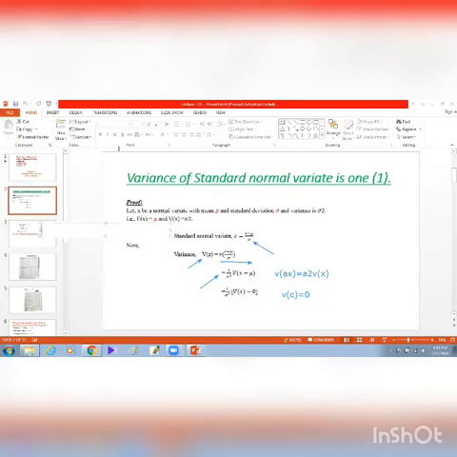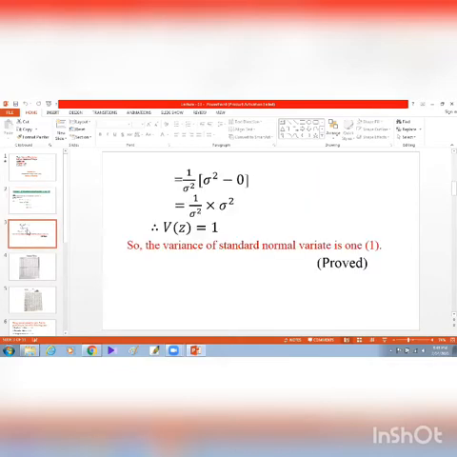Dear students, let's see the next slide. Here variance of x is denoted by sigma square and variance of a constant equals 0. So it is sigma square minus 0, that is sigma square. Finally, we get 1 divided by sigma square into sigma square, that is 1. So variance of z equals 1. That means the variance of the standard normal variate is 1. Hence the property is proved.